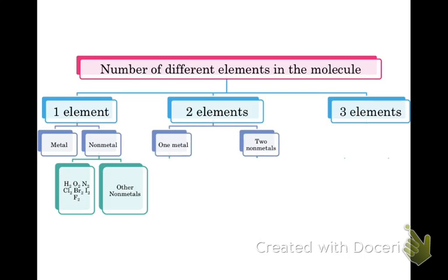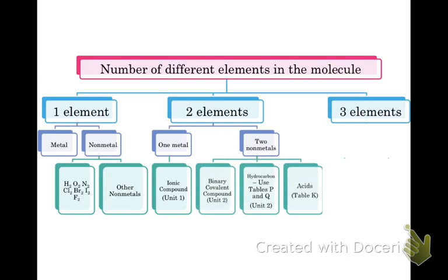The next thing is checking to see if there are two elements. So if there are two elements and one of them happens to be a metal, it's going to be an ionic compound. This is what we did in Unit 1. If there's two elements and both of which are nonmetals, we have some choices here. They can be binary covalent compounds, which is the beginning of Unit 2. They can be a hydrocarbon if it's just carbon and hydrogen, so make sure you write down just carbon and hydrogen. Or they can be acids. If they're acids, they're off of Table K, and we'll look at those.